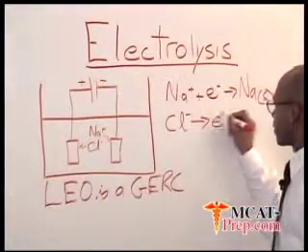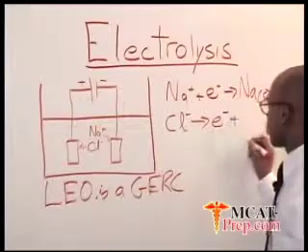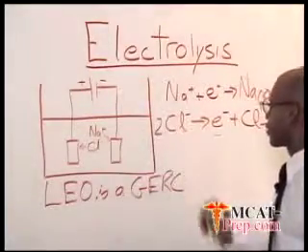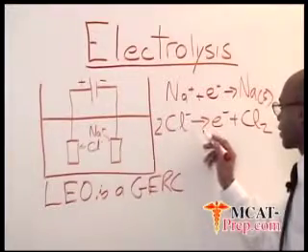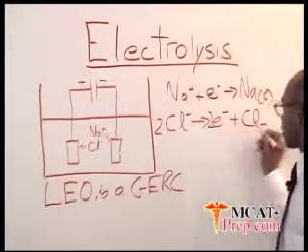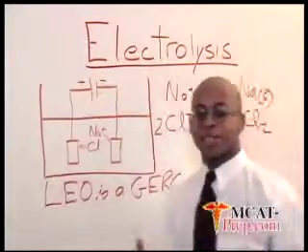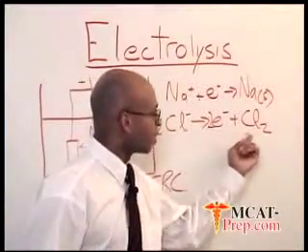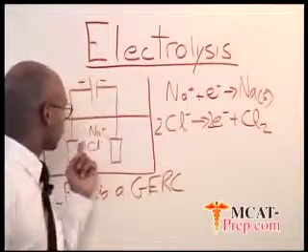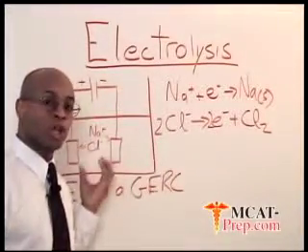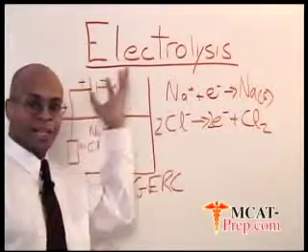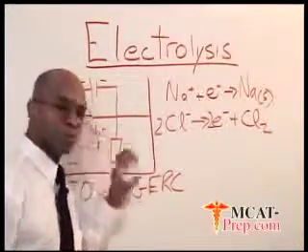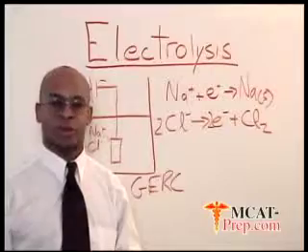It gives up its electron, and so it's going to become chlorine, Cl2. So this is going to be actually 2 Cl-, and that's going to give 2 electrons, and that provides us Cl2, which we know is a gas. So in other words, because it provides Cl2, we know that at this electrode, chlorine will bubble out as a gas, and at this electrode, sodium will be plating onto the electrode.